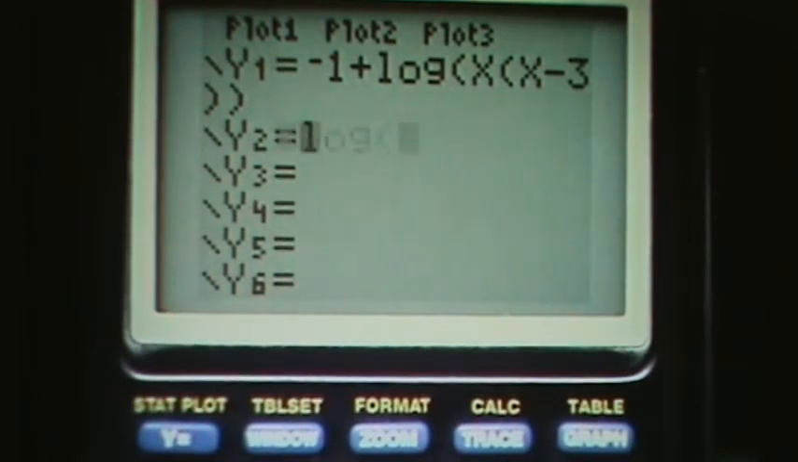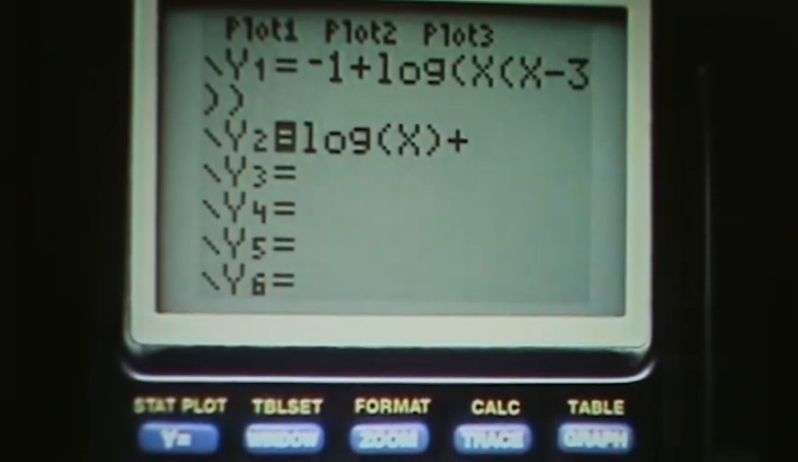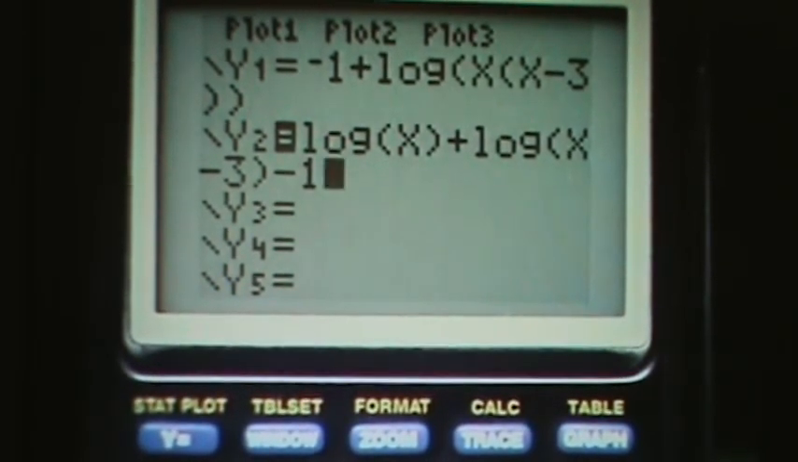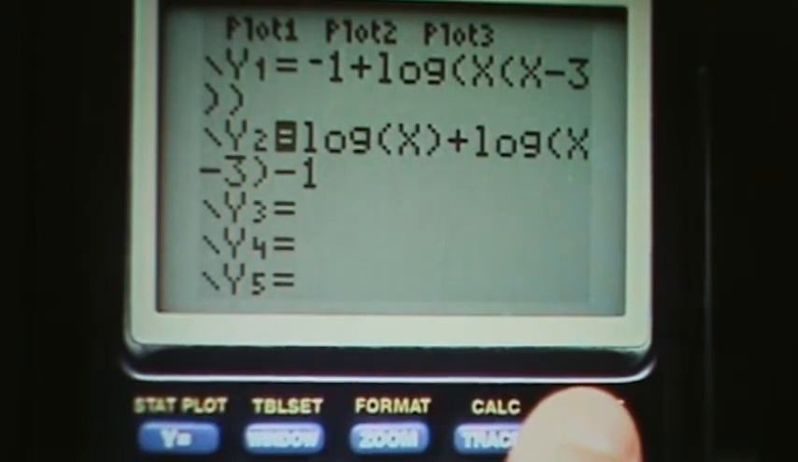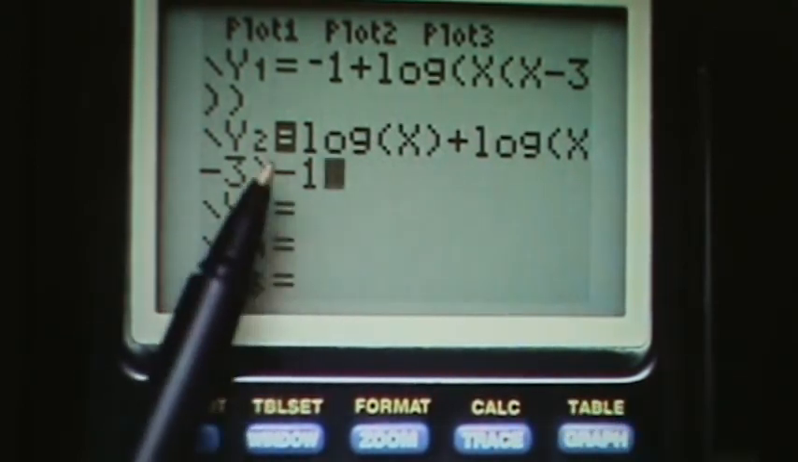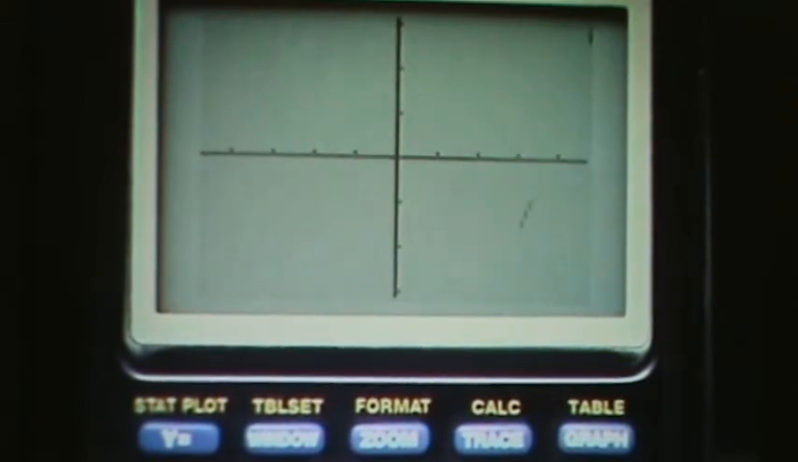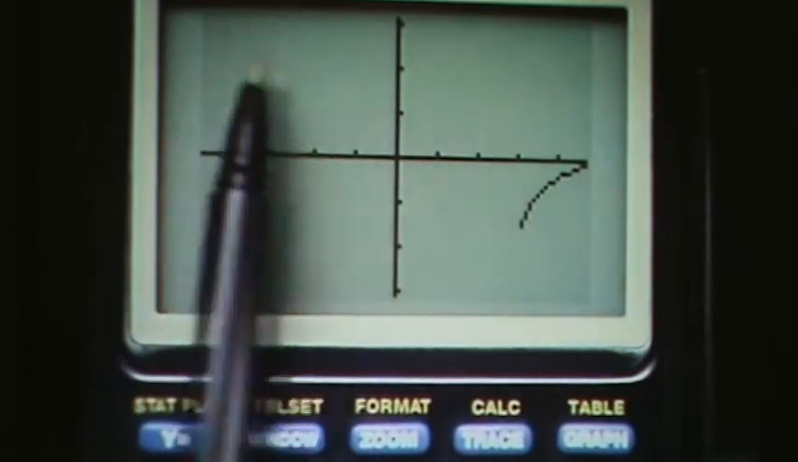And I'll enter log x, then plus log of x minus 3, and then minus 1, to throw that 1 to the other side. And now let's see what the graph looks like at this point. Now I'm only graphing this one because I deselected that one. So graph. Okay, I have nothing, no graph appears over here.